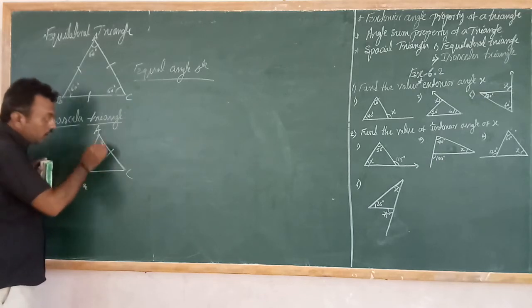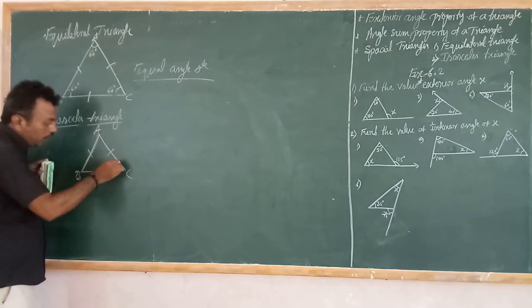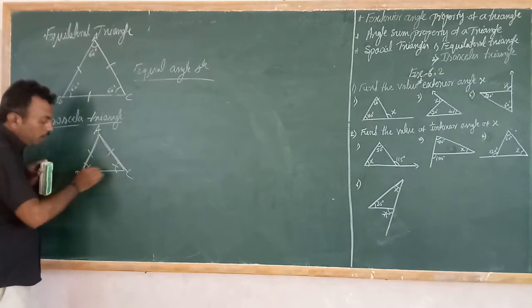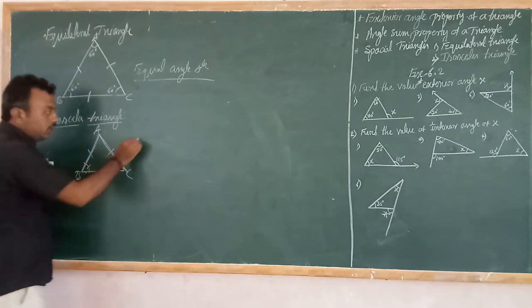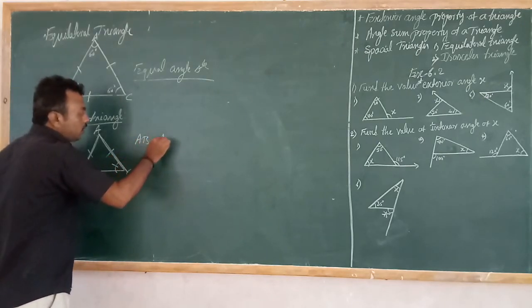The angle opposite to AB is angle C, and the angle opposite to AC is angle B. So angle B and angle C also become equal. Suppose AB is equal to AC.